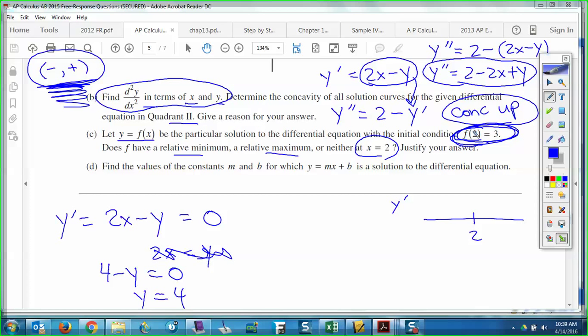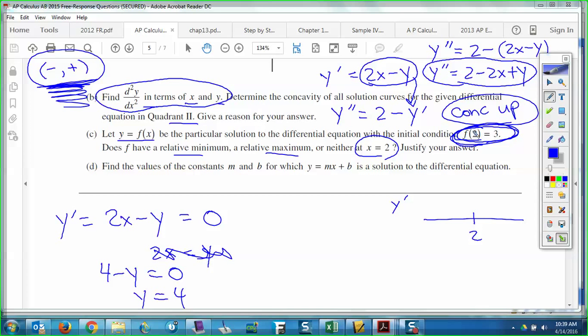Okay, let me back up. I didn't do a very good job of setting that up. If there's going to be a local min or a local max, y prime has to be 0, right? So I set this equal to 0. Well, the only way y prime can equal 0 and x be a 2 is if the y is 4. Well, when x is 2, can the y be 4? No. Not and have y prime be 0.